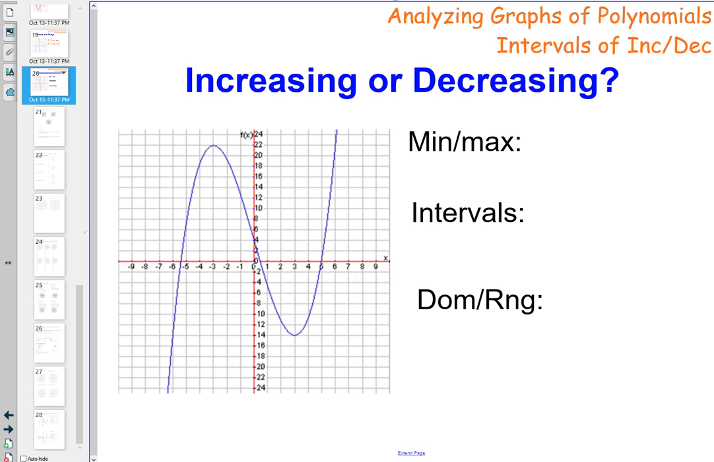Okay, increasing and decreasing. So let's talk about max and min, let's talk about intervals, let's talk about range. But what's the first type of max or min that we see, going from left to right? What's the first type of max or min that we see? A local what? Yeah, there is a local max. And that is at -3, 2.